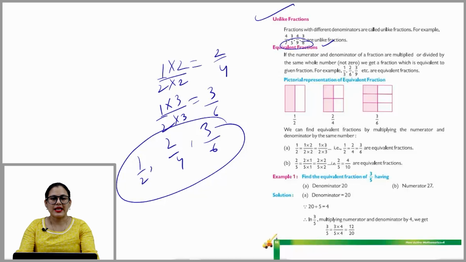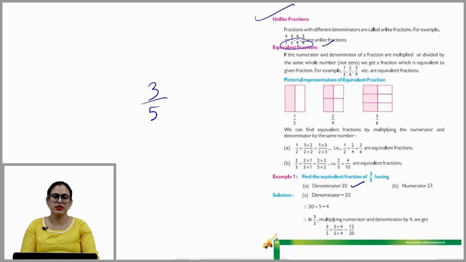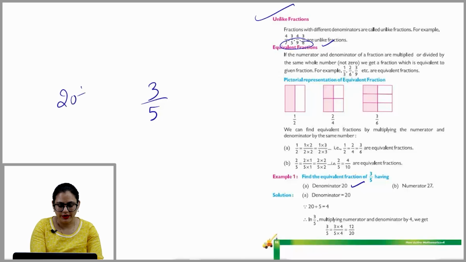Example 1, find the equivalent fraction of 3 by 5 having A, denominator 20, B, having numerator 27, and C. So here we have different conditions. You have the fraction 3 by 5. Now we have to make the denominator 20. So how can we make the denominator 20? Let's divide 20 by 5. So we'll get 4. So you have to multiply the denominator by 4 and the numerator by 4. So you will get 12 by 20.